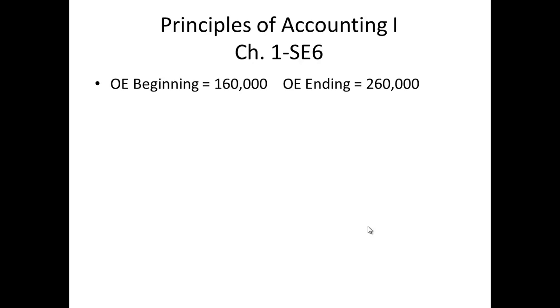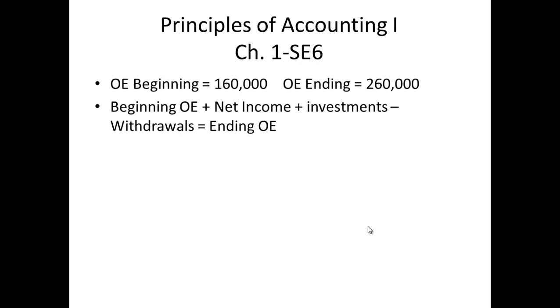And now we're going to need to solve for net income. So the equation that we use for net income, which is similar to the equation that we use when preparing our statement of owner's equity, we're going to take our beginning owner's equity, we add in any net income that the company has, we add in any investments that the owners made throughout the year, and then we subtract out any withdrawals. And that equation solves for our ending owner's equity. So we have everything that we need to solve for net income.